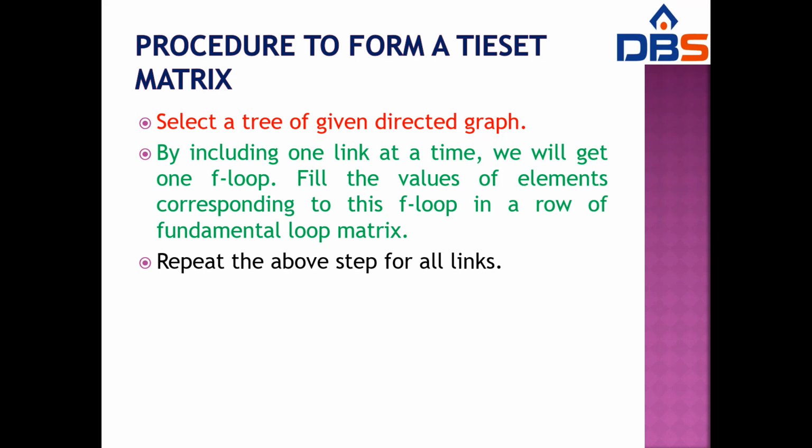Procedure to form a Tie-Set matrix. First, select a tree of the given directed graph. Next, by including one link at a time, we will get one F loop. Fill the values of elements corresponding to this F loop in a row of the fundamental loop matrix. Next, repeat the above steps for all links.